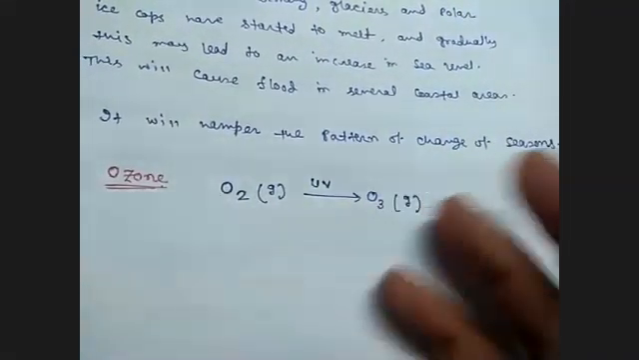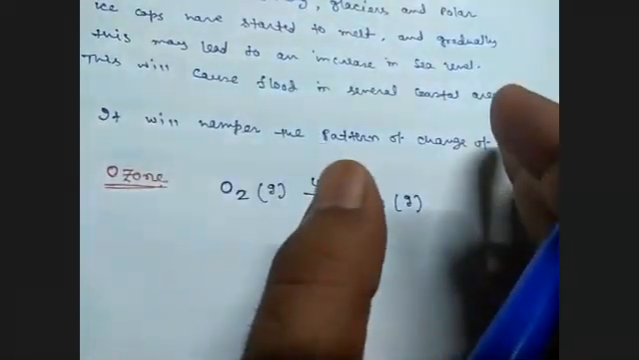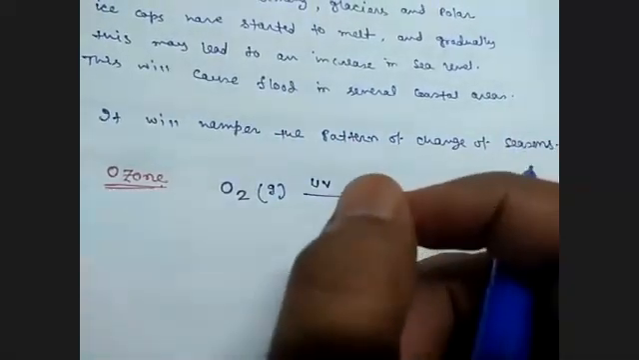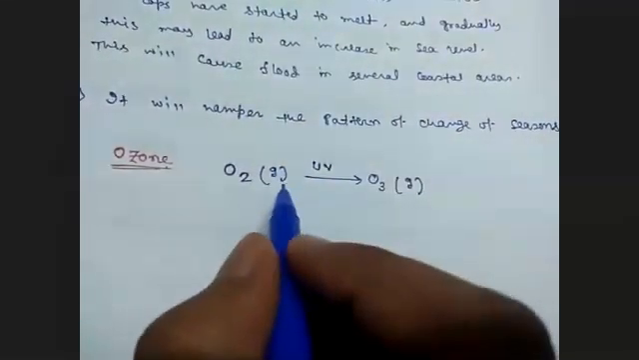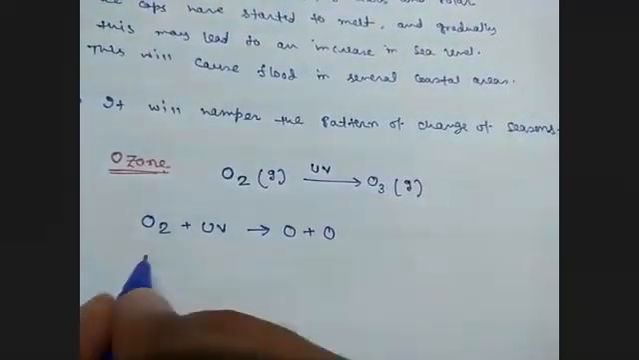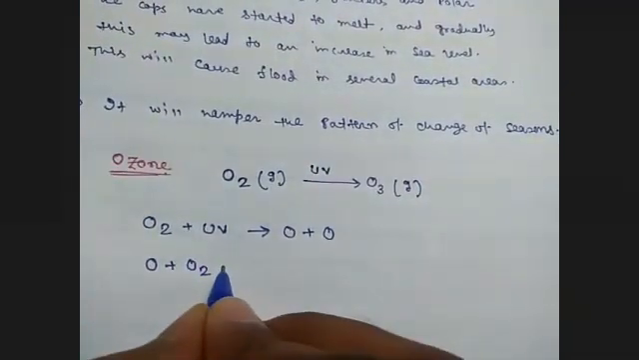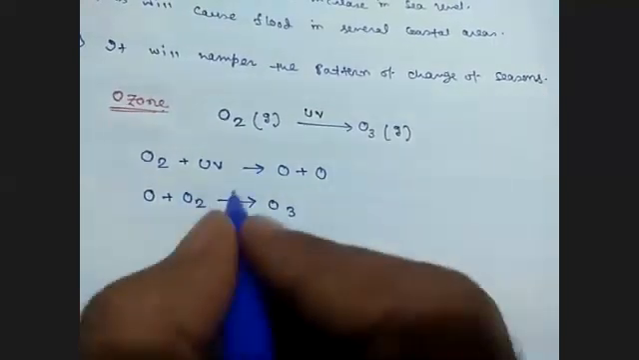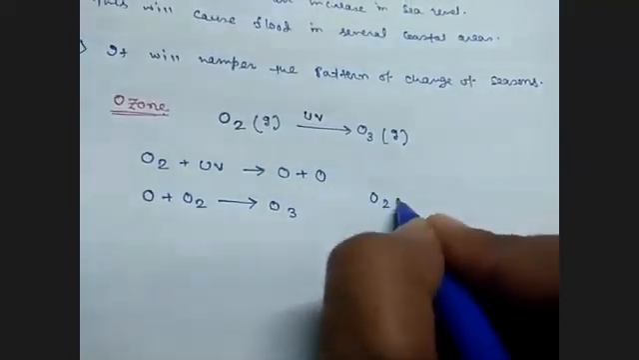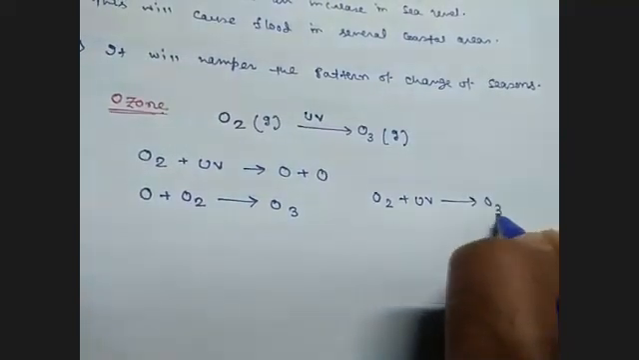But in the past some time, this ozone layer above the atmosphere has been depleted, and due to depletion, UV radiation comes directly to the earth, and that's why humans are getting harmed. So how does this ozone form? When UV radiation comes, oxygen absorbs UV and breaks down into two oxygen atoms. Then one oxygen atom reacts with another oxygen molecule to give us O3. So the overall reaction is O2 plus UV gives O3.